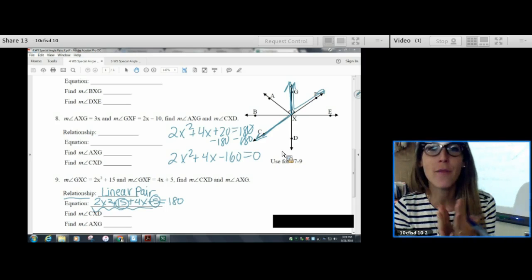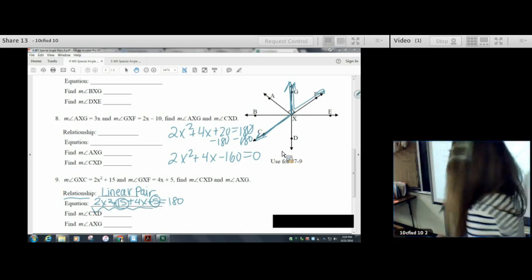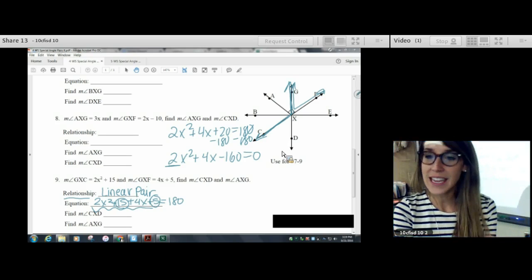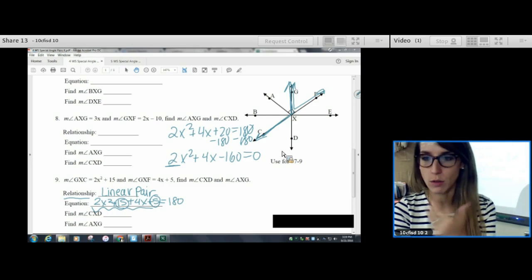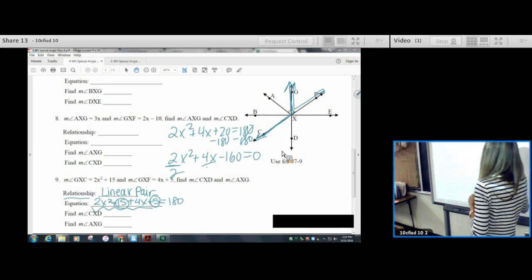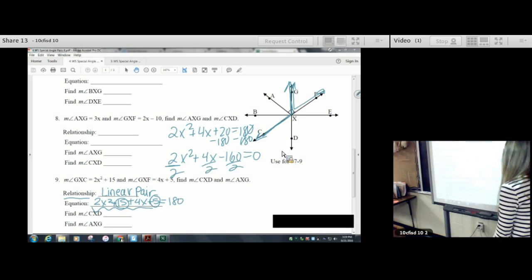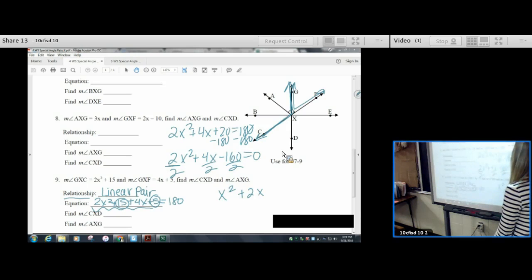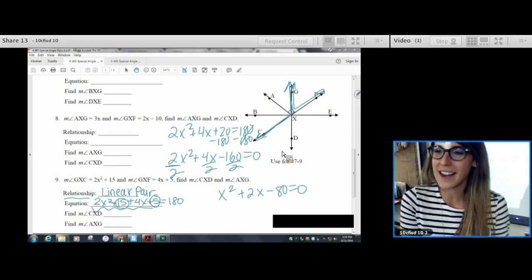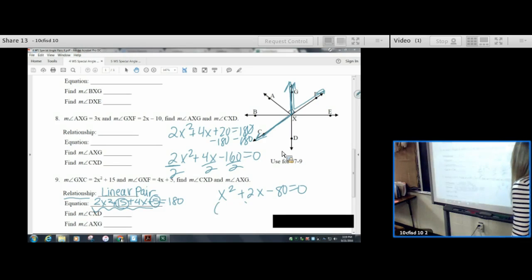Now, we avoid factoring a problem with a leading coefficient at all costs. This is a leading coefficient. If you can avoid it, and you know what, we can, because each one of those terms is divisible by 2. So just literally divide everything by 2. You're kind of getting rid of that 2. You're pulling the 2 out. You're extracting it. So I'm going to divide everything by 2, and I'm left with x squared plus 2x minus 80 equals 0. Okay, that's as small as I can get it. It's clean. It's all on one side of the equation. Now we can factor.